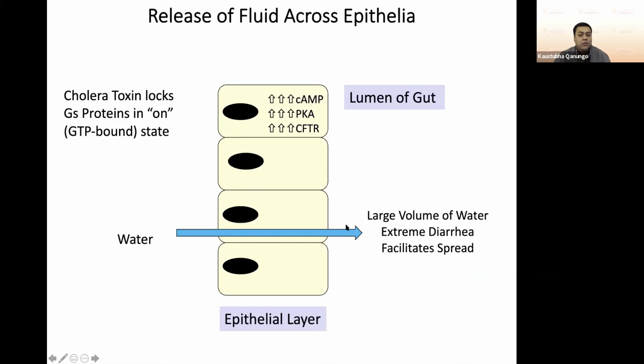Because you will secrete a huge amount of chloride, at that time it will pull sodium chloride and it will pull the water due to the salt, and that will cause the diarrhea. So here you can see that the first thing is this high amount of cyclic AMP because it's constantly on. Now, an important thing is that this is the epithelial layer.